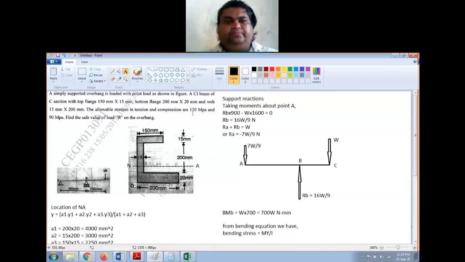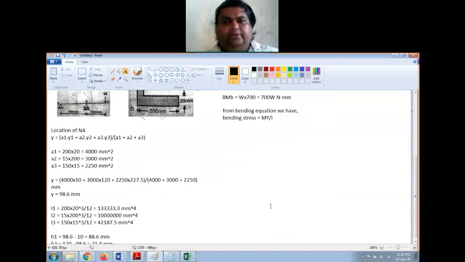Now he has given allowable stress in tension and compression both, right? So allowable stress in tension is 120 megapascal and in compression is 90 megapascal. This is cast iron. I don't know, the values must have been swapped. Anyway, whatever he has given we have to use, because cast iron is not good in tension but it is good in compression. The values should have been reversed, but this is an exam problem, we have to solve it with these values only.